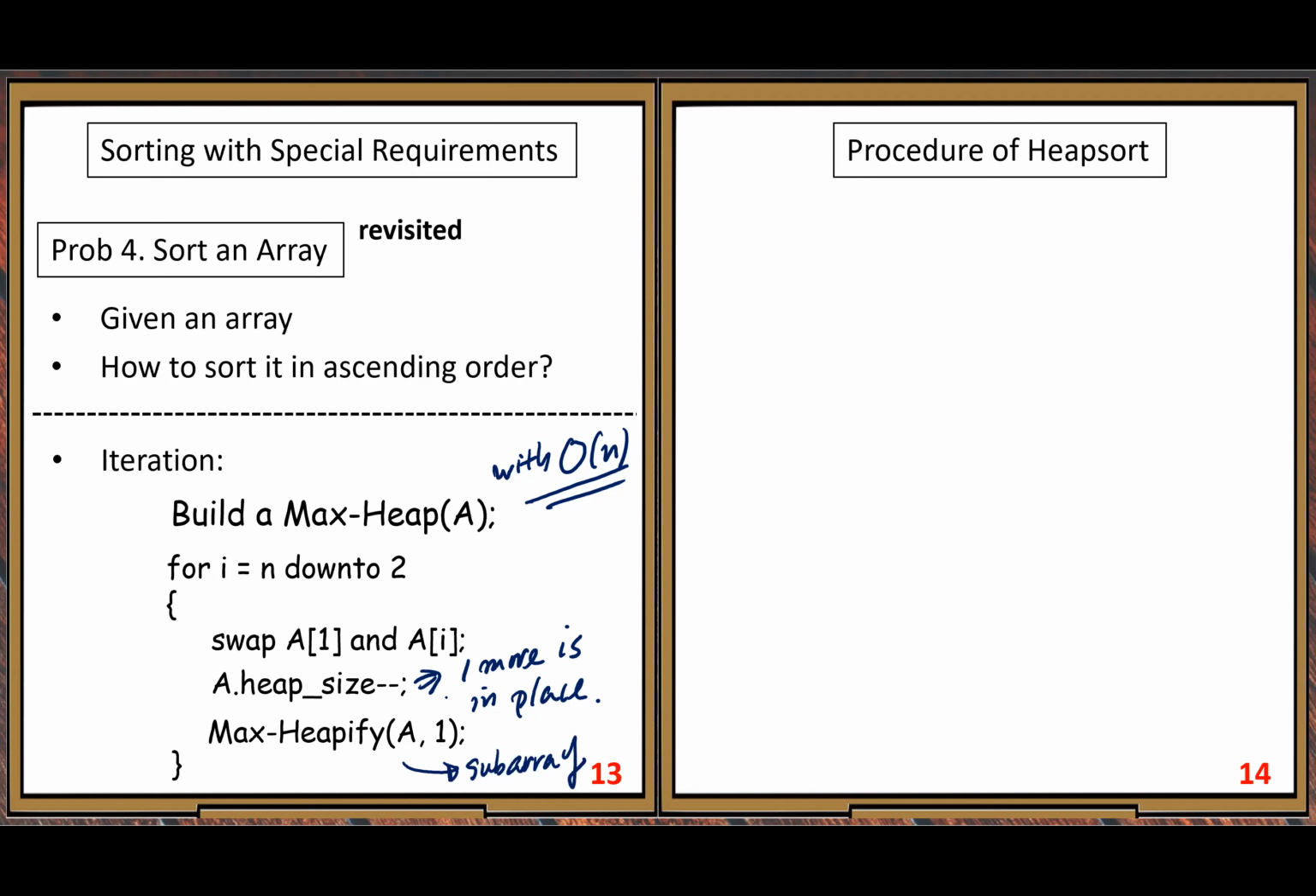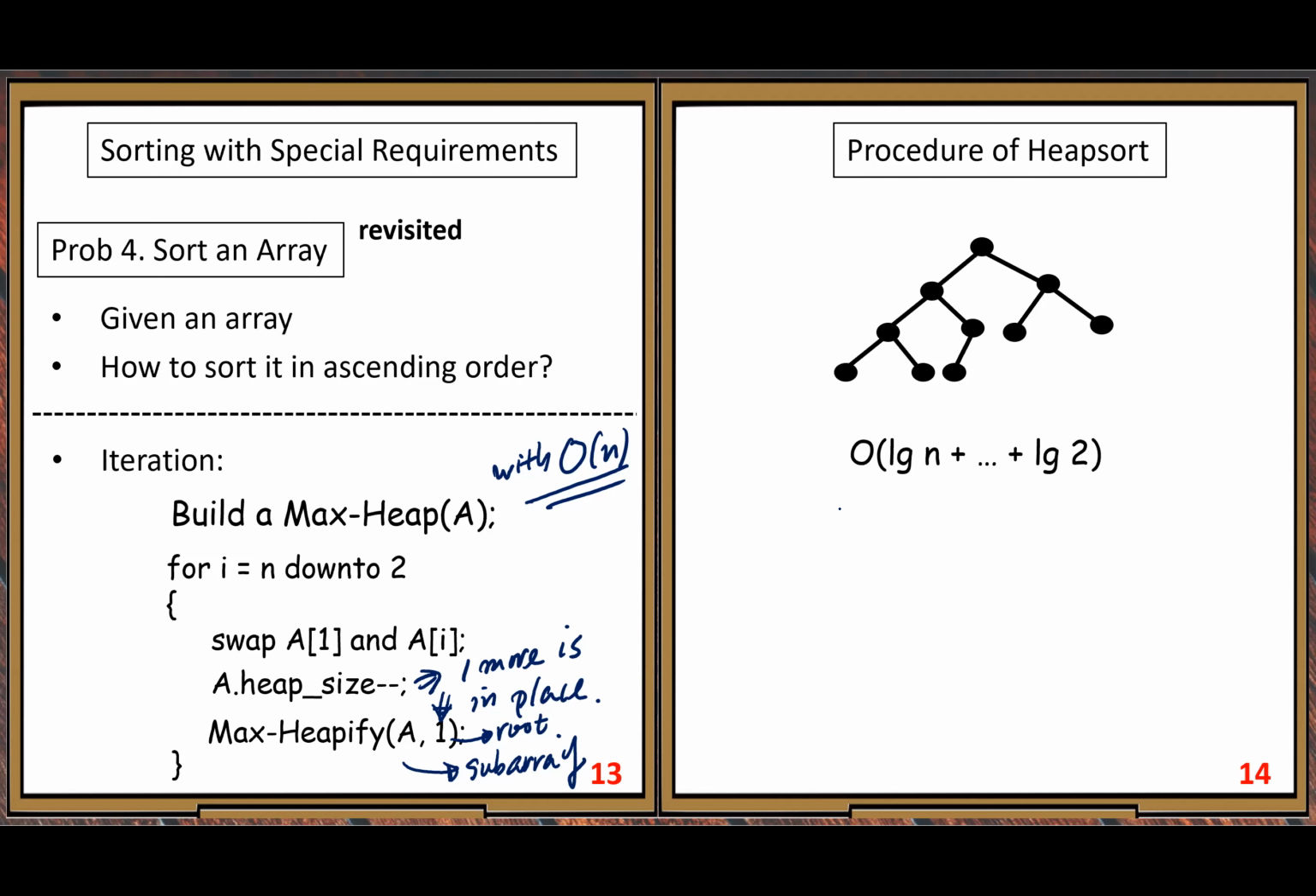What is this 1, the starting point? Max heapify 1 means the root. We always start from the root, because after we fix the heap, the root is the largest element in the current subarray. All right, so we run this for loop, then we can sort it.